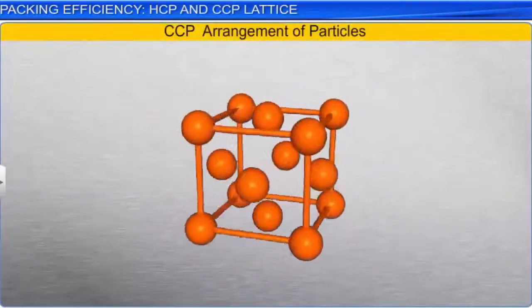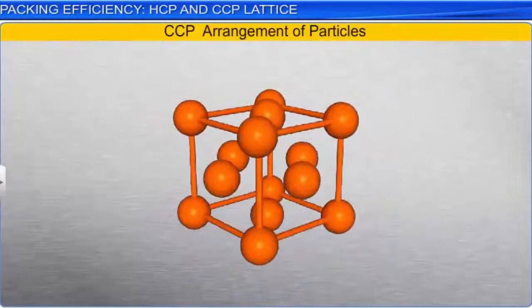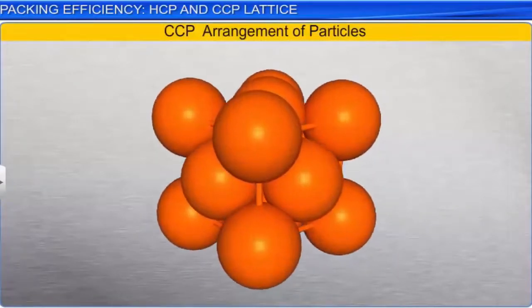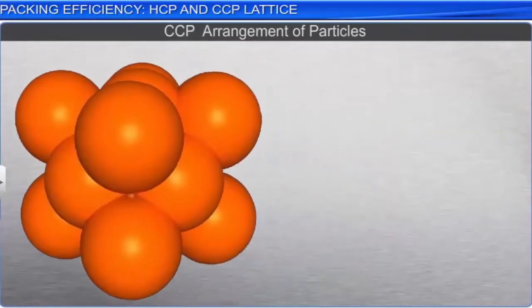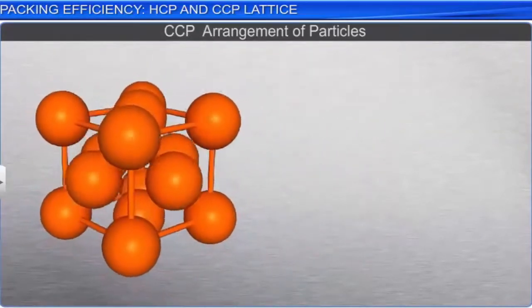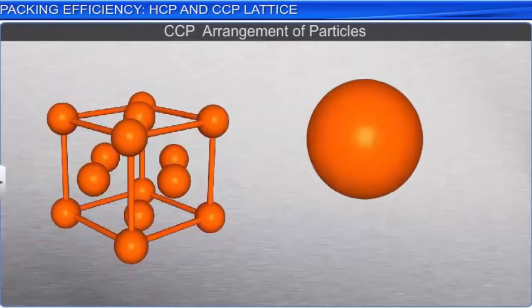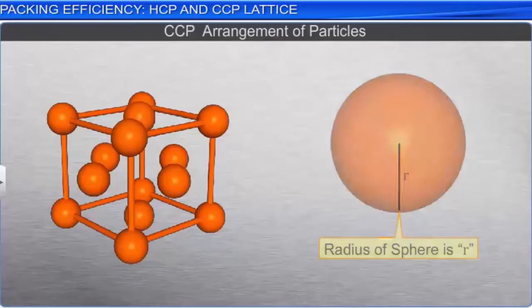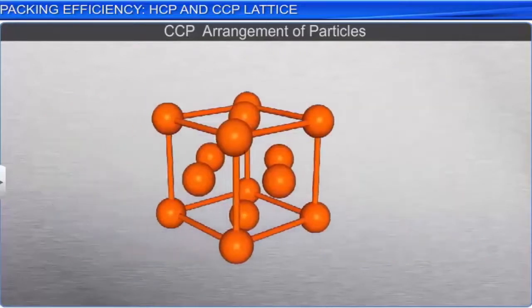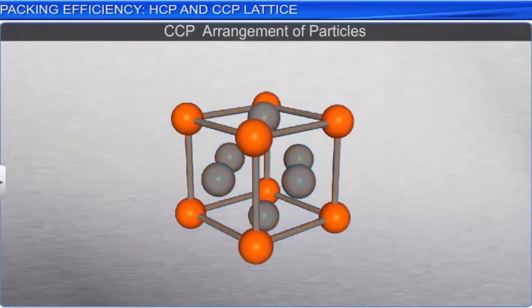Let's study cubic close packing now. Let the edge length of a unit cell be A is equal to 2R, and the radius of each sphere be R. In this arrangement, each unit cell has 8 spheres at the 8 corners and 6 spheres at the 6 face centers.